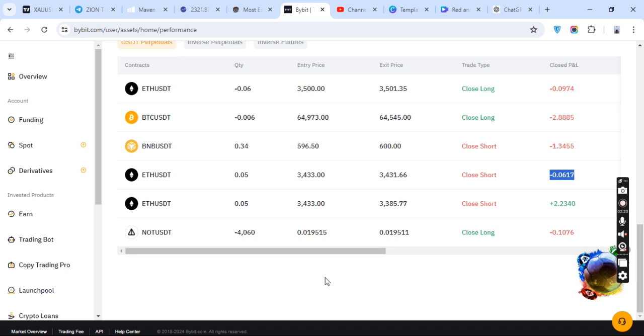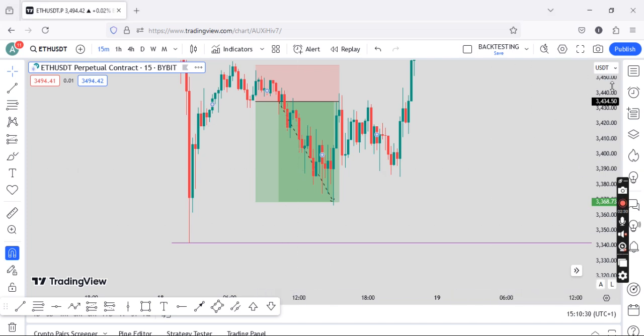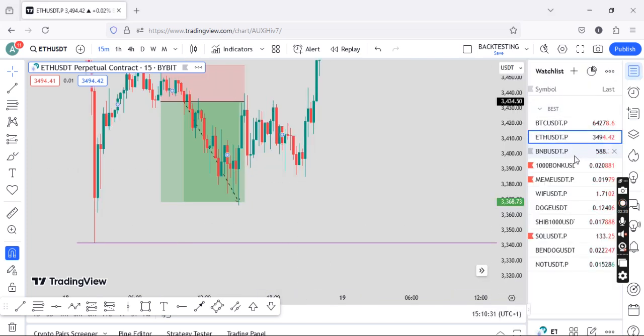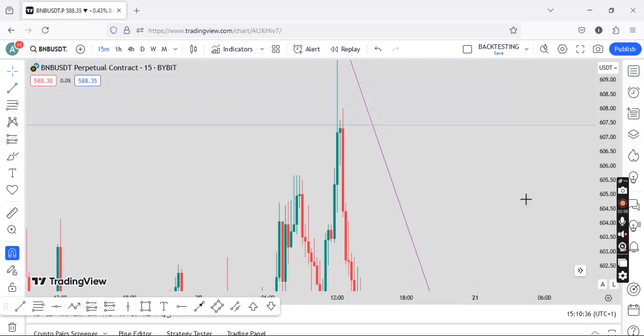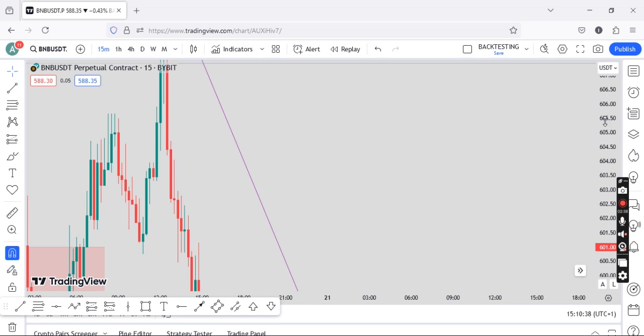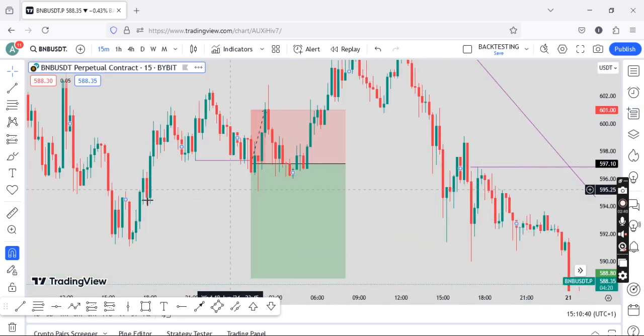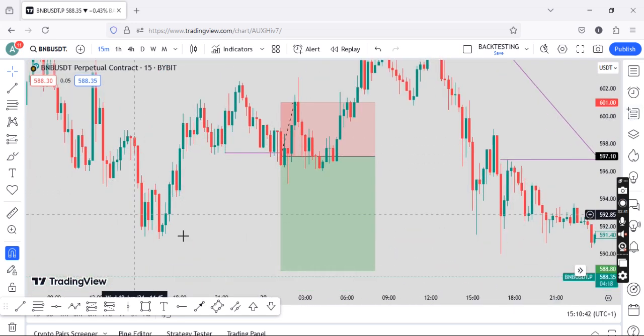Alright guys, so that's actually that. For this BNB trade, let's just check it out. I actually dropped this trade on the group, I can remember, and then it was a loss. We lost the trade, guys. This was the trade. I was actually hoping it would continue selling.